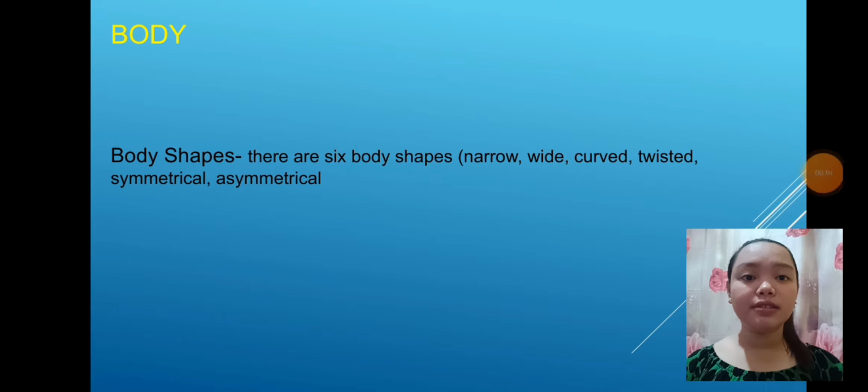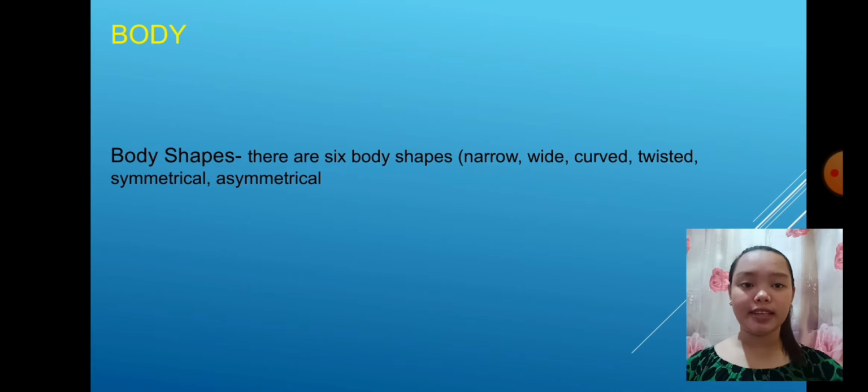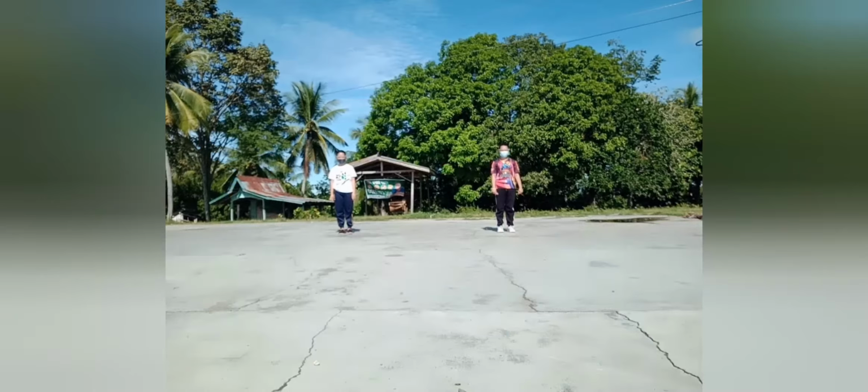The second subcategory of body is body shapes. There are 6 body shapes: narrow, wide, curved, twisted, symmetrical, and asymmetrical.